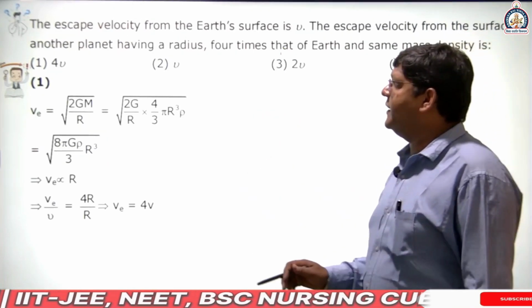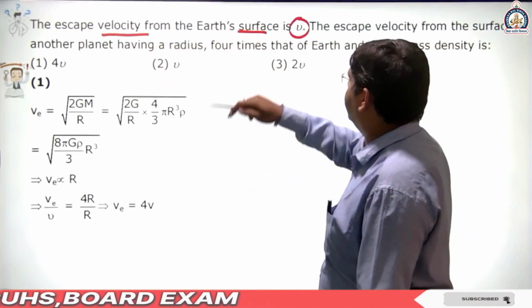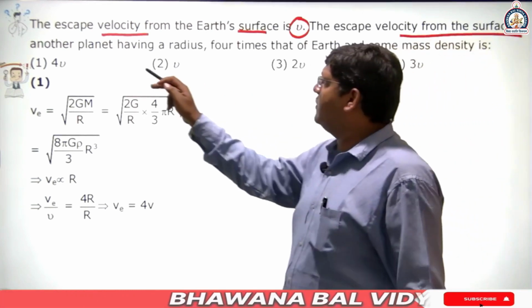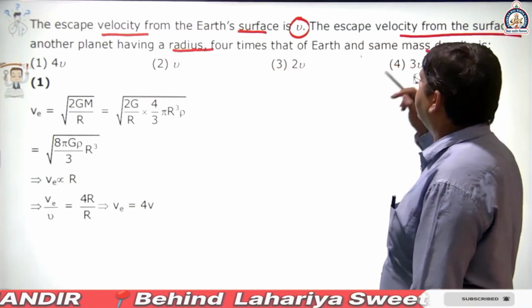Okay. Moving to the next part, the question says the escape velocity from the Earth's surface is V. And the escape velocity from the surface of another planet having radius 4 times that of Earth and the same mass density will be.